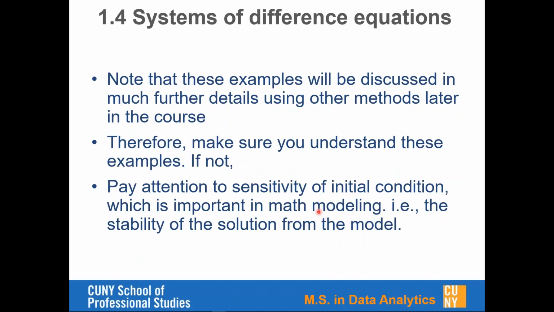Note that some of these examples will be further discussed later, so if you read them, it will definitely help you understand these examples. Try to pay attention to the sensitivity of initial conditions, and also try to understand the stability of the solution from the model. Meaning that if the initial solution changes, the model results will change. Essentially, the model is less stable than the ones that have more stability, where when you have multiple initial solutions, the model itself gives you the same results.